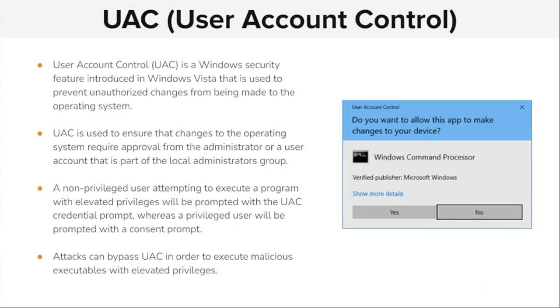UAC is used to ensure that changes to the operating system require approval from the administrator or a user account that is part of the local administrators group. If you've used any version of Windows from Vista onwards, you know of the following prompt, which asks if you want this app to make changes to your device, even if you're an administrator or part of the local administrators group.